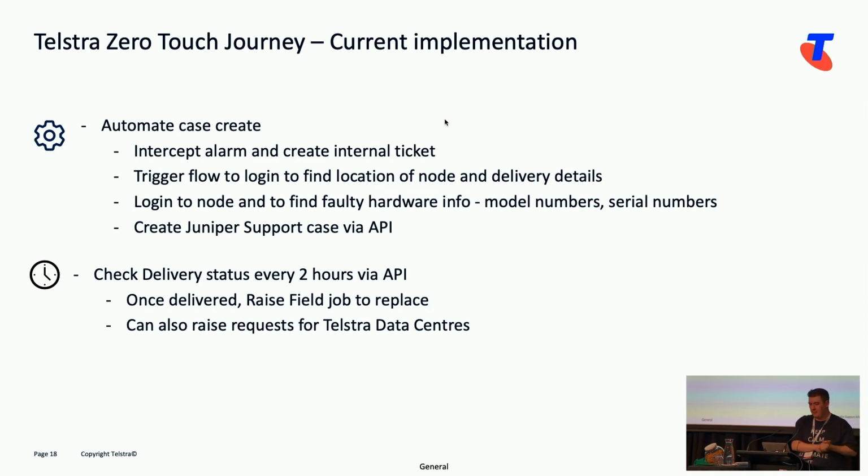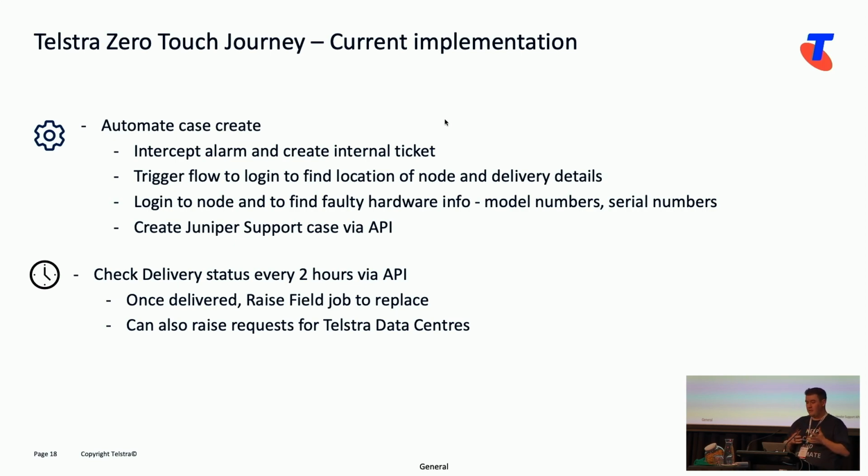Then every 2 hours, we have an automatic job that runs that queries all our open cases to find the status of the part delivery. And if that part has been delivered, then what we do is automatically raise a job for our remote hands or Telstra technician to pick up that part and go out and replace it.